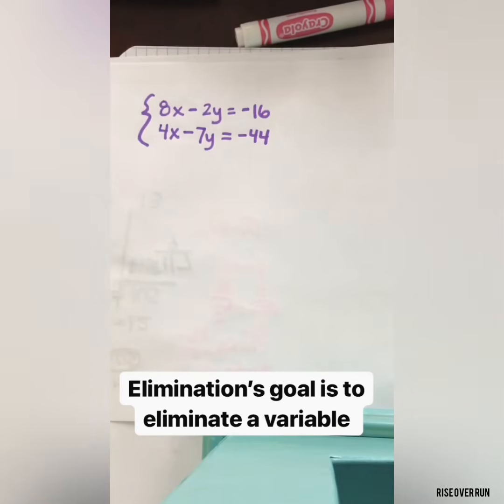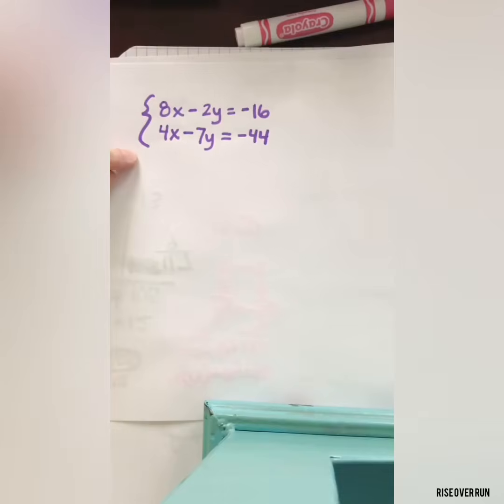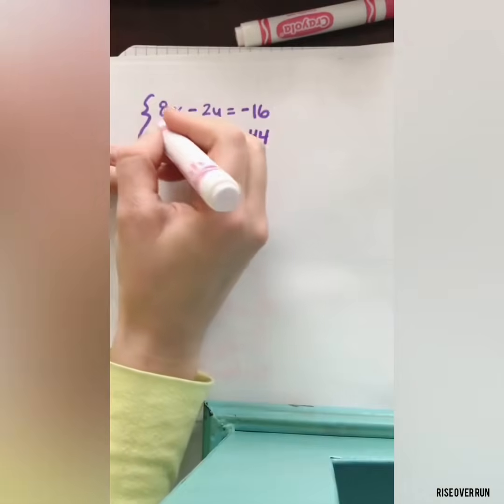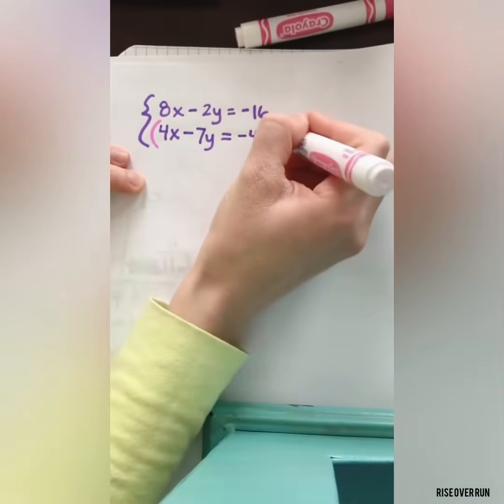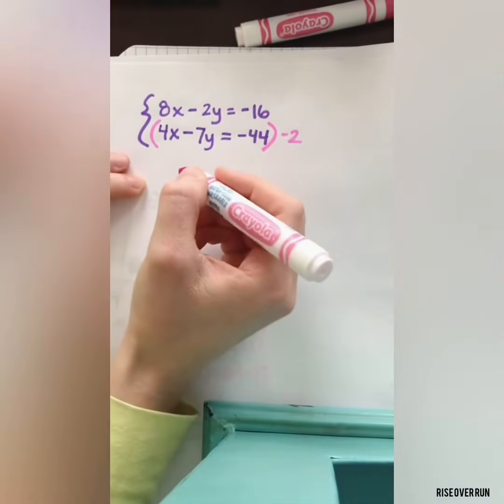the variables is eliminated. Now you can do this in different ways, but it's best to look for friendly numbers like 8 and 4. I know if I double this 4, then I'll have a match here, but I also need them to have different signs. So if I multiply this second equation by negative 2, then I'll have an opposite here. So let's do that. This whole equation will get multiplied by negative 2.